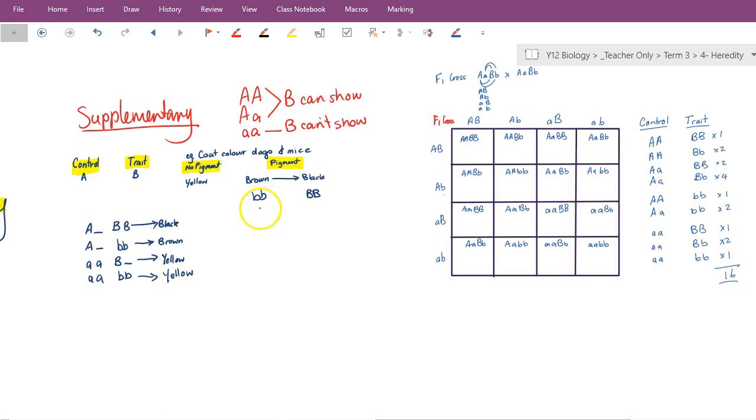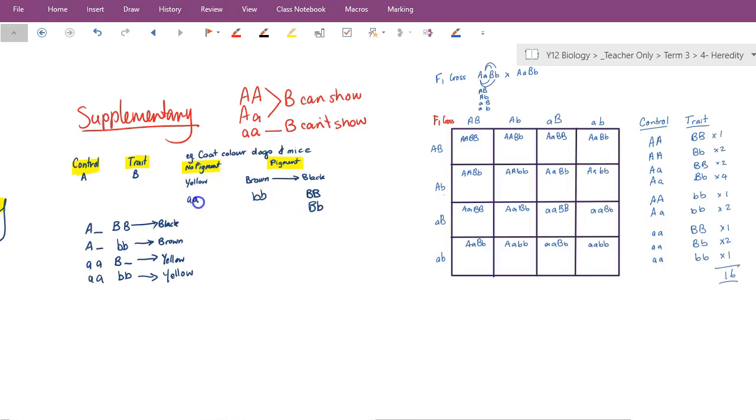Brown is little b, the recessive version, and black is either big B, big B or big B, little b for pigment. So if they have the dominant version of the B gene, they will get black. If they only have the recessives, they'll be brown. But they don't have the ability to put down the pigment and get it into the coat without gene A. So if they don't have gene A, they end up having a yellow coat.